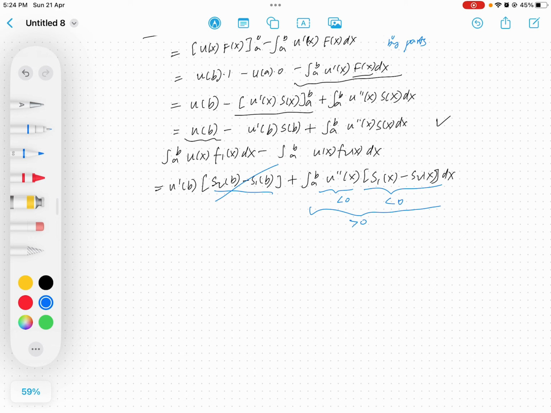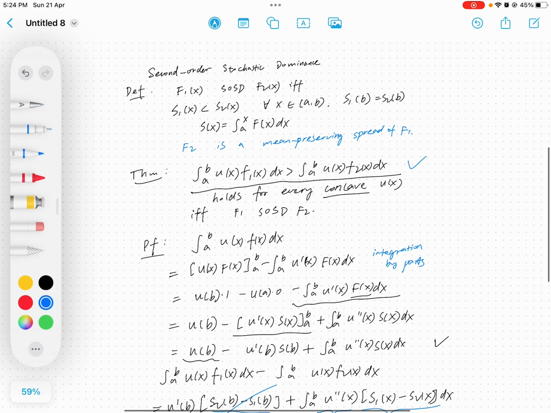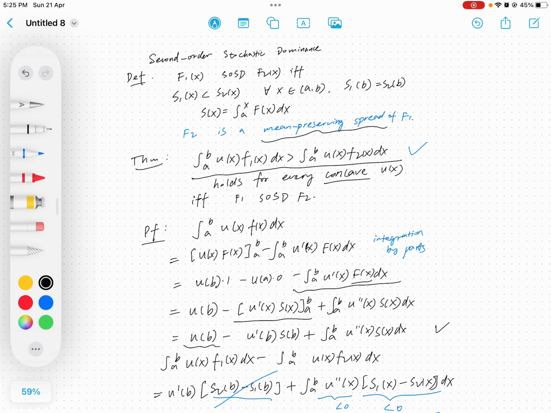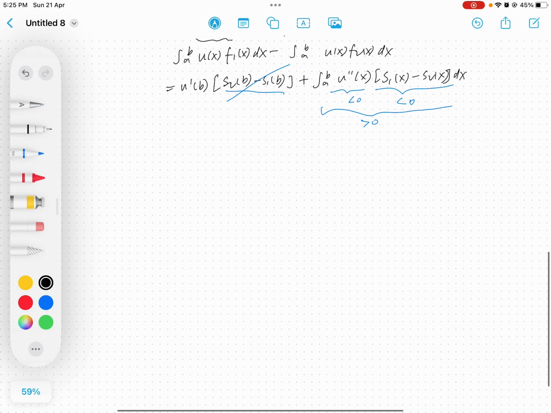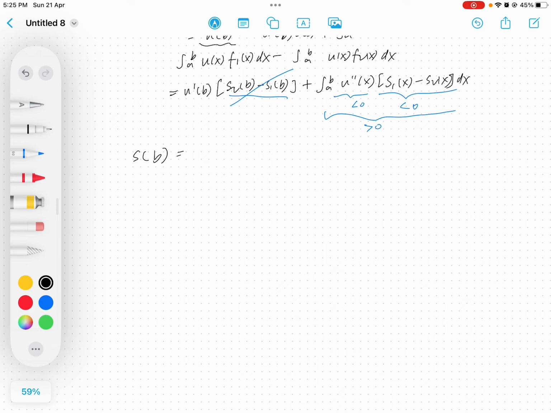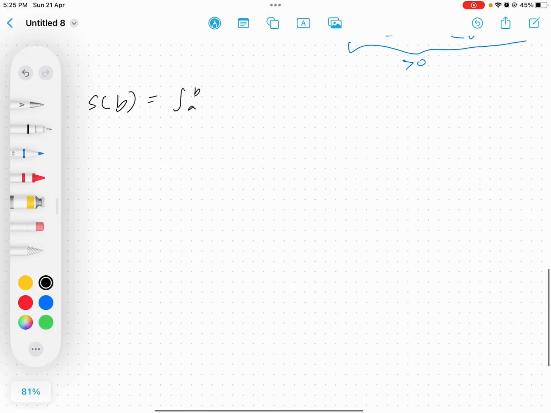Good. So another thing that we need to show is something we also mentioned in the definition of the mean preserving spread. Here we call f2 a mean preserving spread of f1, so we can guess that those two distributions have the same mean. We can guarantee that by showing that those two distributions have the same mean if those two s functions have the same value when x is equal to b. Now we can show this as follows. S(b), by definition, is simply the integral of the CDF F(x) dx. So how do we show that, if the s functions are the same at x equals b, then the means of the distributions are the same?